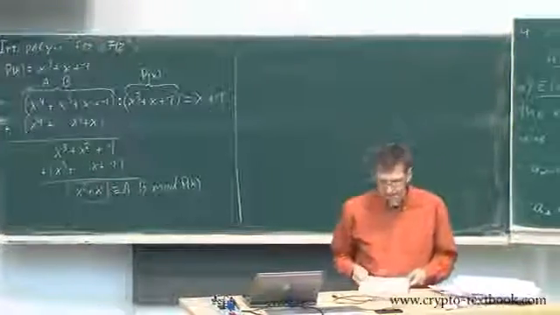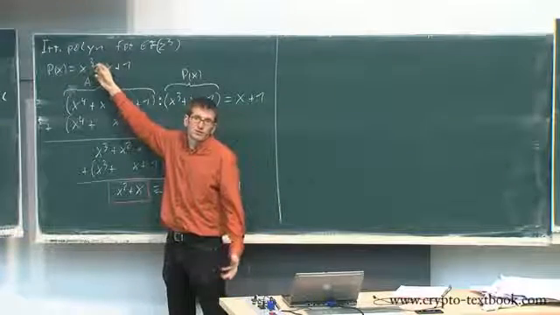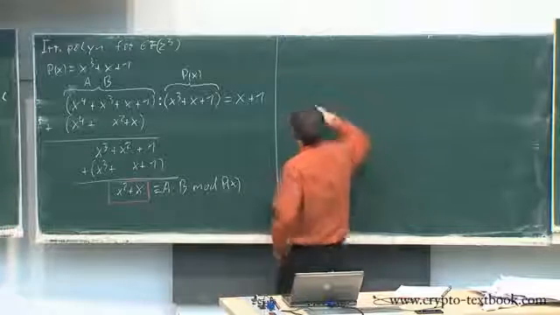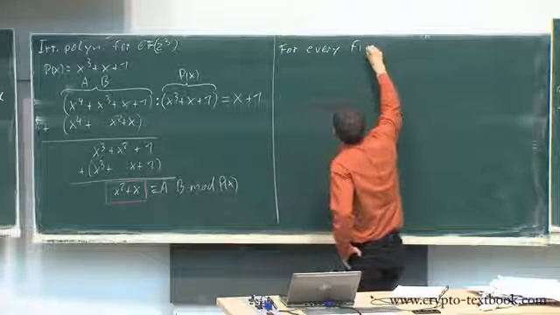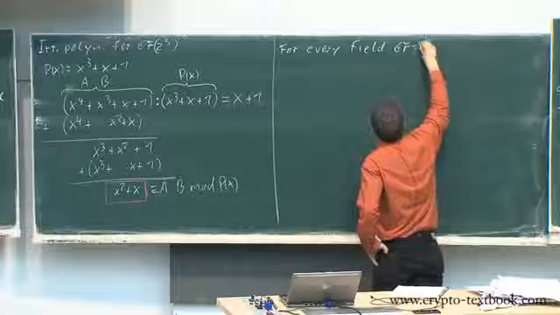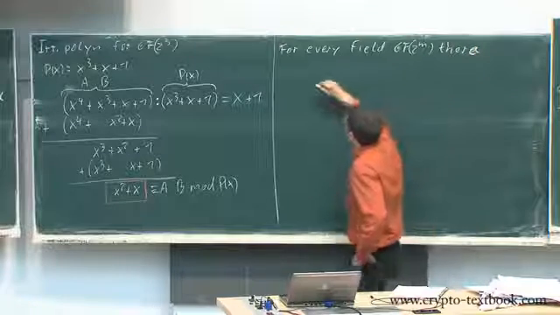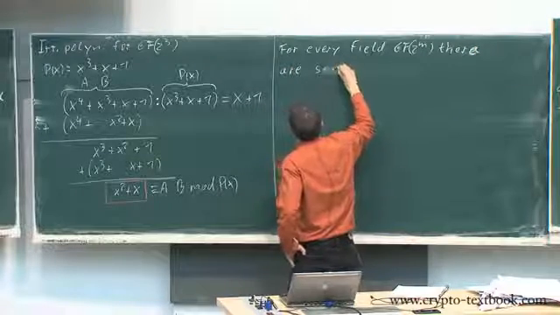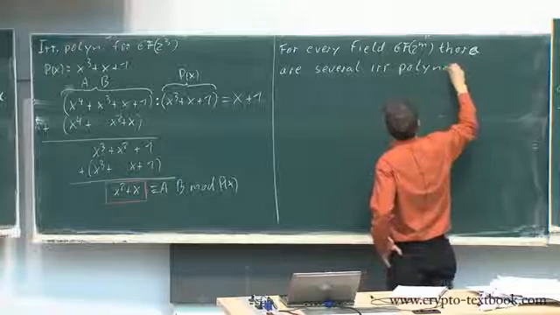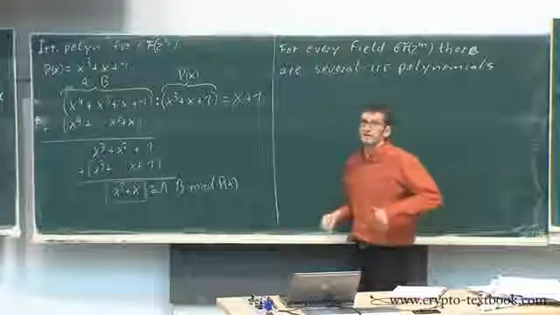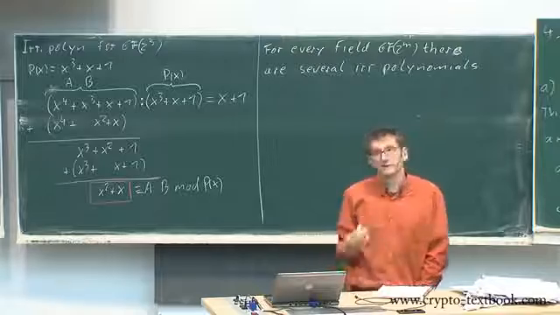So one question that might come up at this point is, where do I get this polynomial from? Okay, so there's maybe one remark here. For every field GF2 to the m, there are several irreducible polynomials. That means there's more than one, which is kind of unusual, which is different from the prime case, from prime fields.